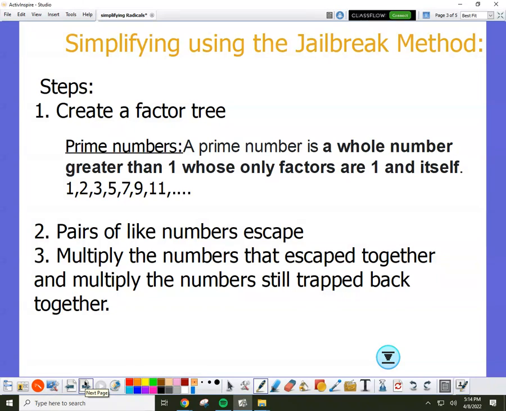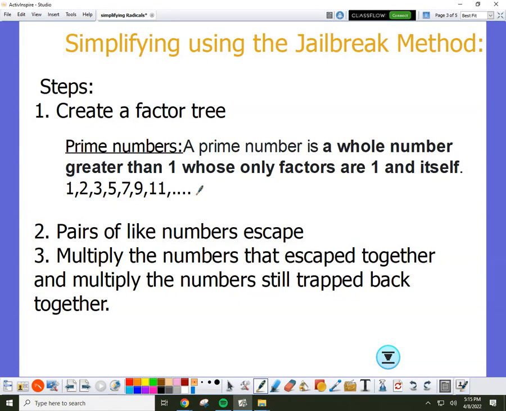First step you're going to do is to create a factor tree. Okay? To create factor trees, you need to find all of the prime numbers that are inside that original number. A prime number is a whole number greater than 1 whose only factors are 1 and itself. I have listed the different examples of prime numbers. Okay, these will be very helpful when you're breaking it down into your factor tree.